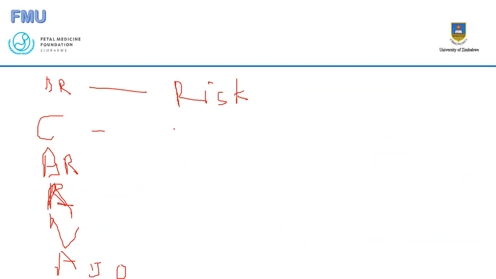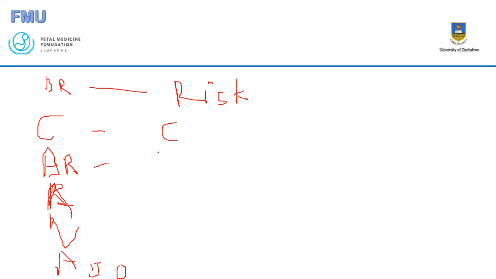Then the C, the contractions. I've already shown you the contractions interpreted. First of all, check: are there any contractions? If there are, you want to know the frequency and the strength of those contractions. Are the contractions acceptable or not? Do you have hypercontractility, or do you have tachysystole? Those are the questions you want to answer.